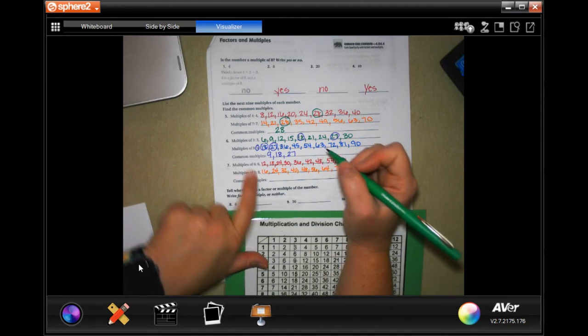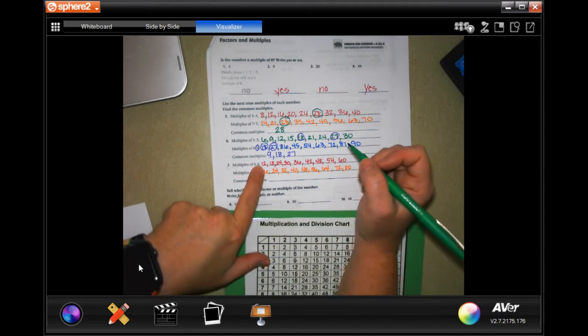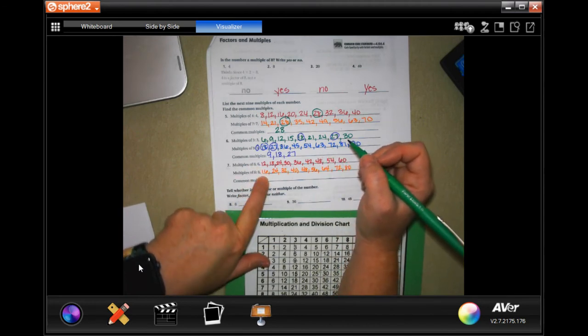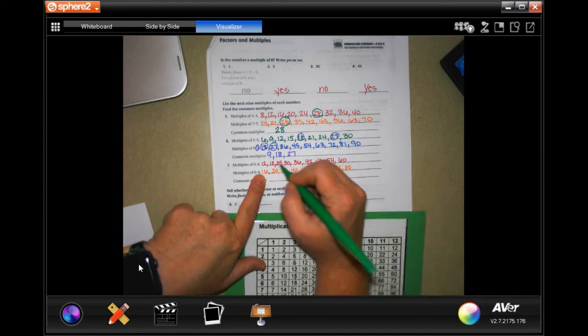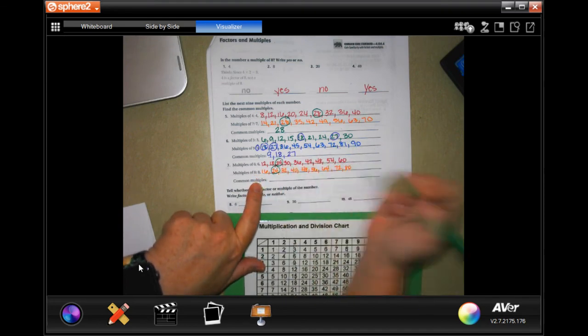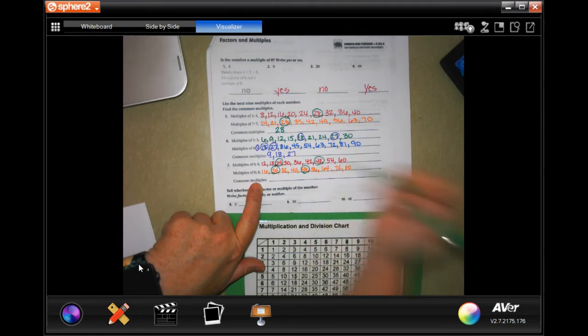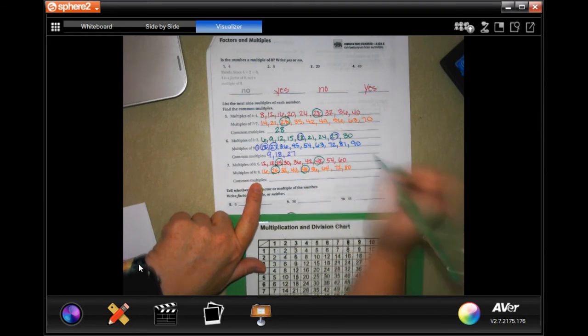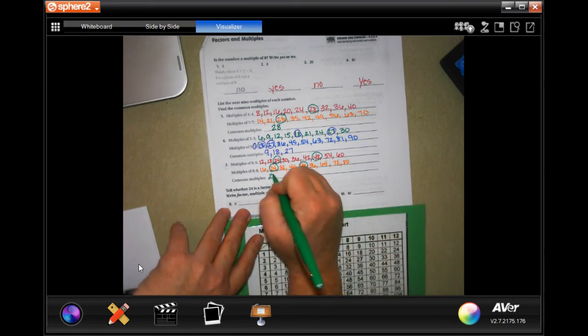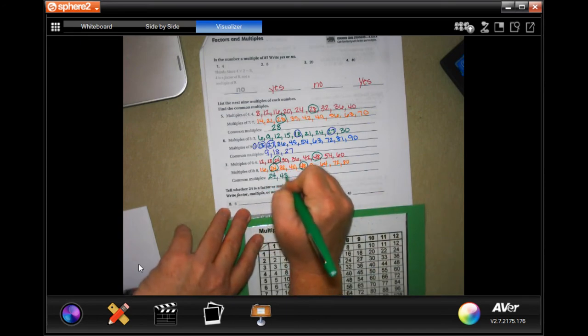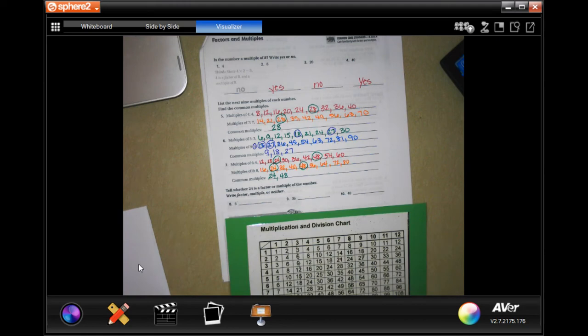Making sure that this time I look at 6 and 8, the rest of the other ones don't have those. But we do have 24. We do have 48 in both of them. And it looks like that's it. So 24 and 48, and that's it. Okay?